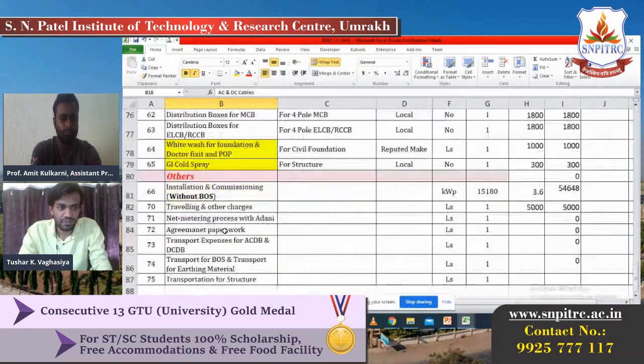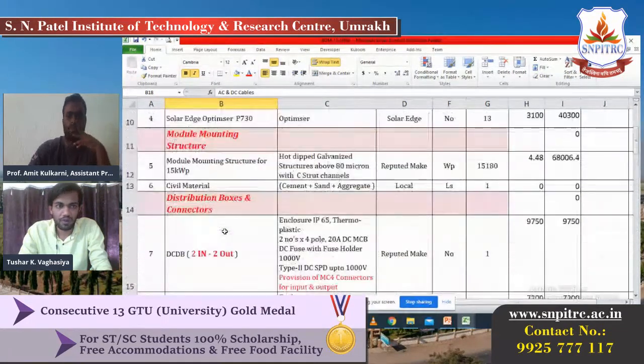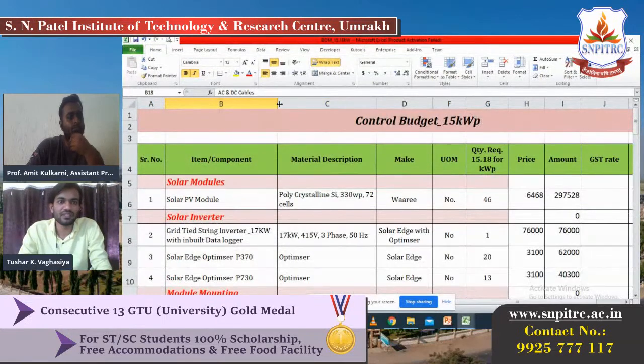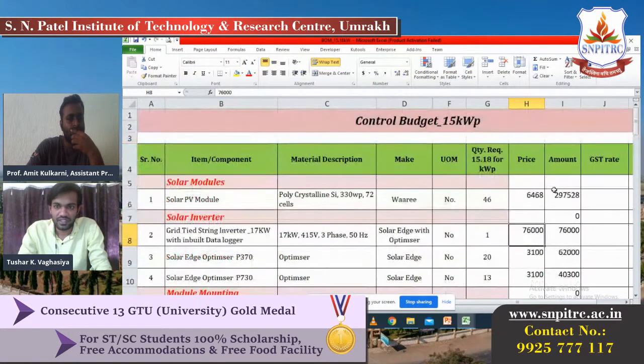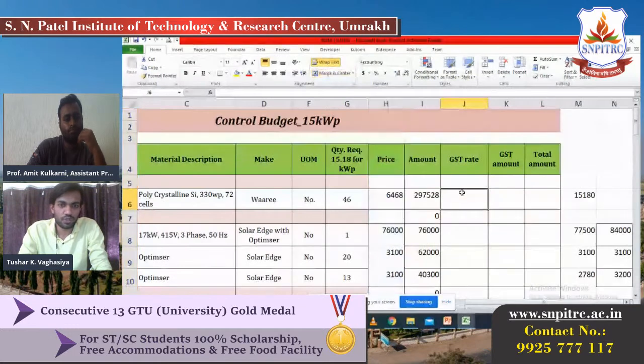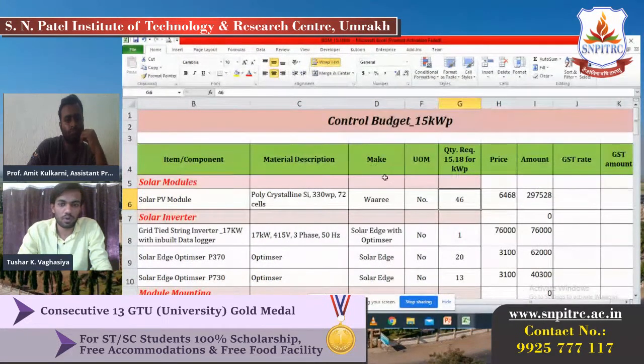Whenever you are designing any power plant, you need to prepare this type of bill of materials. Once you prepare it, you have to estimate how much the cost of the module and the inverter is. This is the supply cost of the particular item, and then you take the cost of installation. If you want to install 46 modules, how much cost will occur? So you need to estimate the labor cost also.